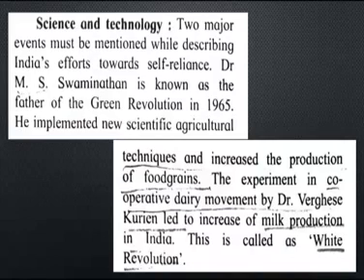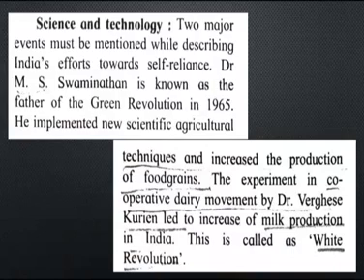First see what is the green revolution and what is the white revolution. Green revolution started in India in 1966. It is related to agriculture. Dr. M.S. Swaminathan played a leading role in this program. Modern technology was used to increase food production. This is called the green revolution.